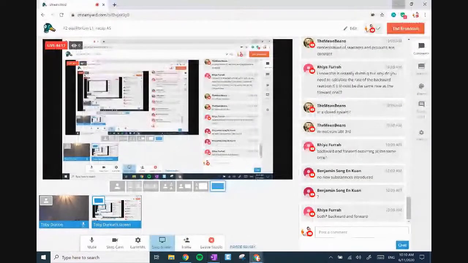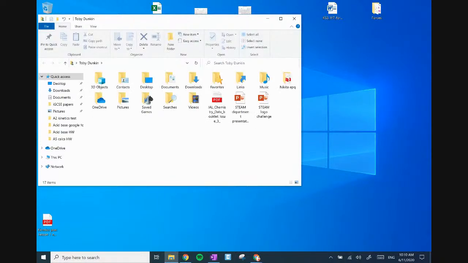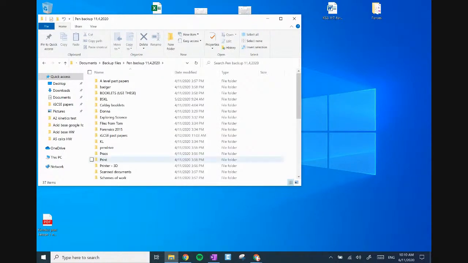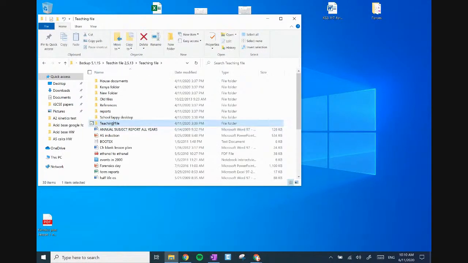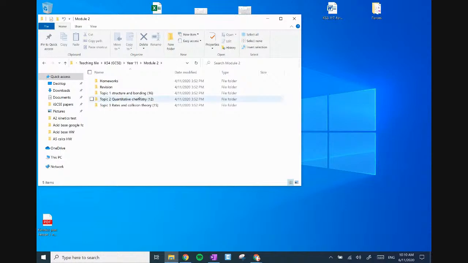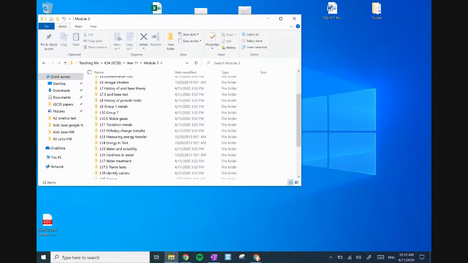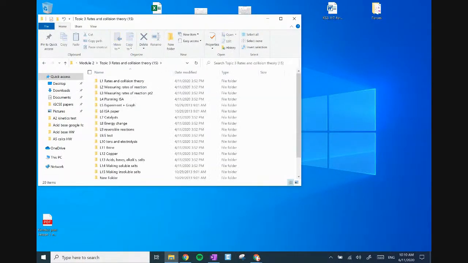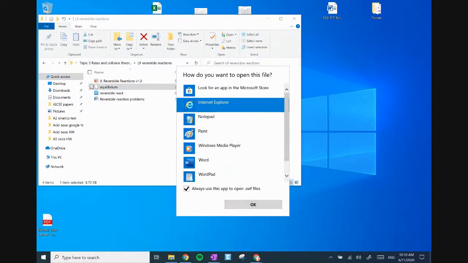If I just quickly show you a simple animation. It's somewhere else. Hang on a sec, let's see if I can find an animation for this. This is where you guys get to see my backup 2020 pen drive, teaching backup, teaching file, GCSE, year 11, unit 3, equilibrium, where are you? Oh no, that's energy change. It's going to be in module 2, kinetics then, isn't it? Rates and collision theory, equilibrium, reversible reactions. There we go. I want to use that one for it.